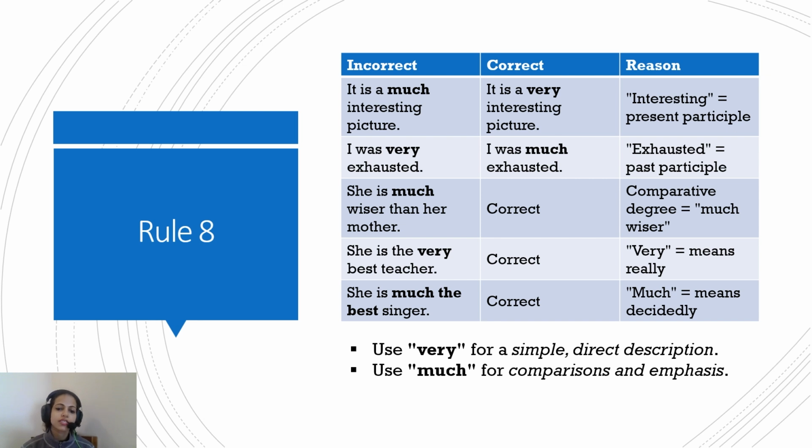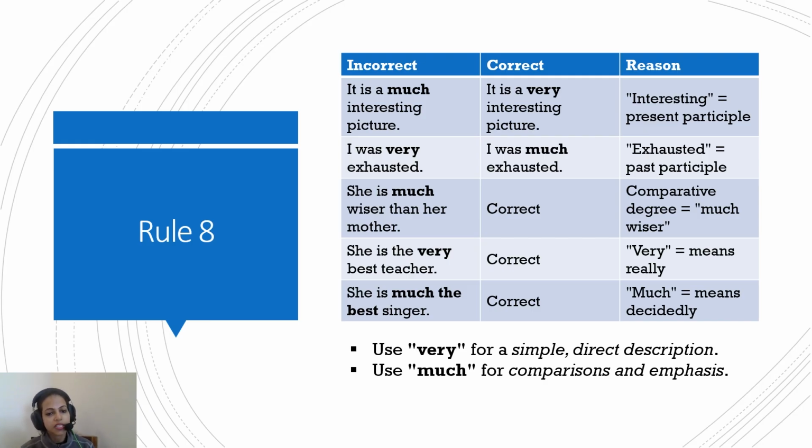She is much wiser than her mother. So here it is correct because the comparative degree has been used. Wiser is the comparative degree: wise, wiser, wisest. So before the comparative degree, we use much, and hence the statement is correct.